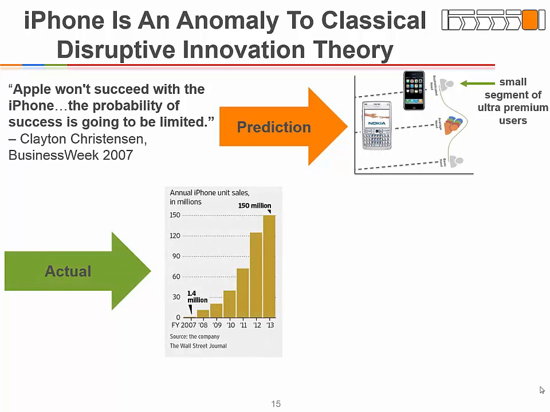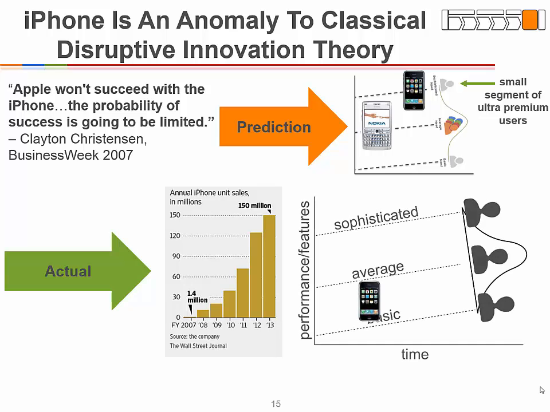Now, we all know that the actual outcome was very different. It didn't just appeal to a very small segment of premium users. It actually appealed to a very large segment of users. At first, it was premium users, though, but it was very large, and it continued to grow. And so it was a big anomaly to this theory, and Christensen actually later addressed it.